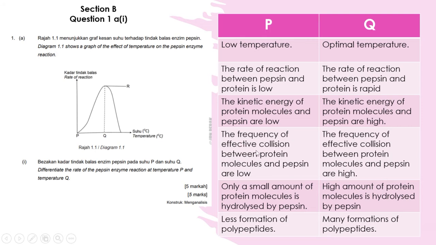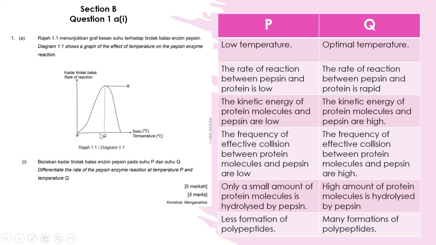The frequency of effective collision between the protein molecules and the pepsin is low. While at temperature Q, the frequency of effective collision between the protein molecules and pepsin is high, so most of the protein will bind to the pepsin. Next, only a small amount of protein molecules is hydrolyzed by pepsin at temperature P.